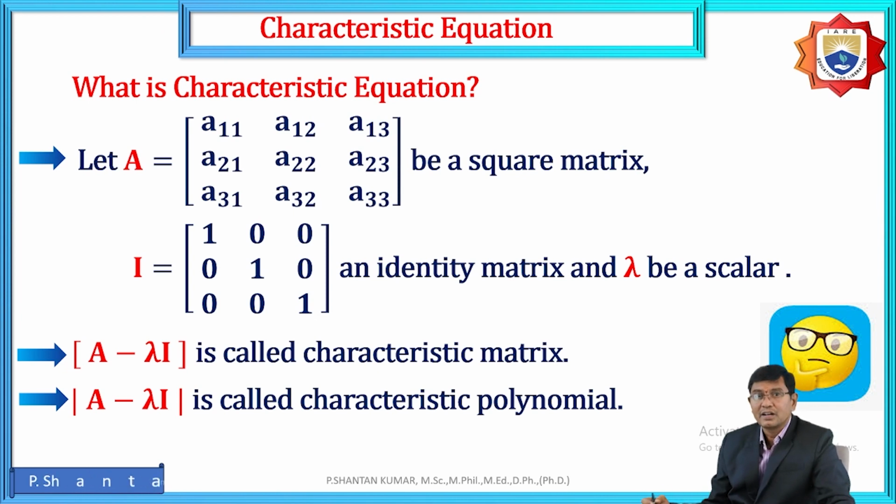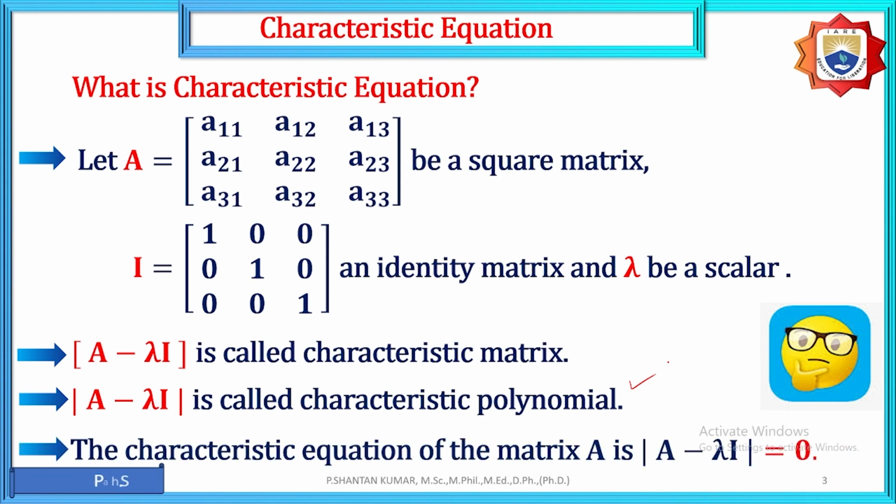And further, the characteristic equation. The characteristic equation is whatever we obtain as the determinant of A minus lambda I, equated to 0. Whenever we say equation, it is compulsory that it is equal to 0. The characteristic equation is nothing but the characteristic polynomial equated to 0.